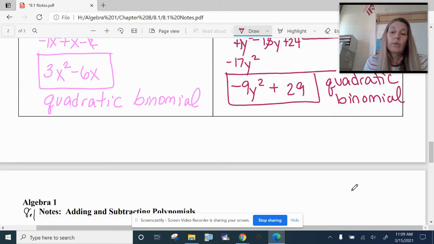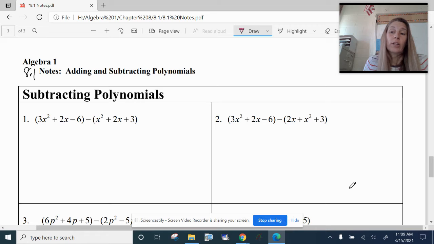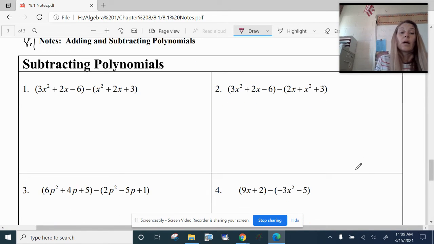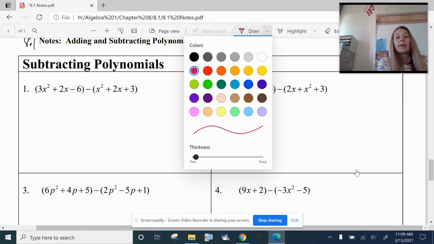All right, so the last thing we're going to do is do some subtraction. Now, subtraction is going to be very similar to what we just did. You just have to make sure that the subtraction sign is getting distributed to everything in the parentheses that follow it. But because we're going to stack them up underneath, we can kind of do that as we rewrite that.